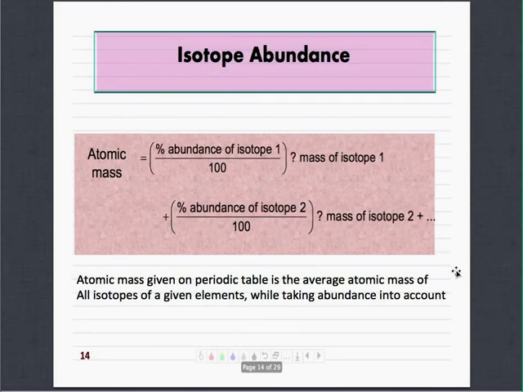It's going to be just the percentage abundance times mass of isotope 1 plus percentage abundance times mass of isotope 2. If I have 5, I'm going to put 5 terms of that. Get the idea, guys? Okay, very good.